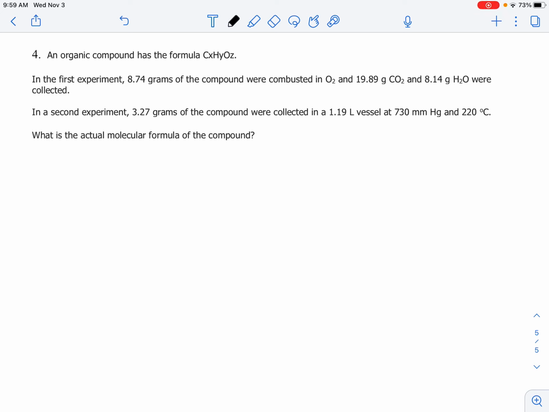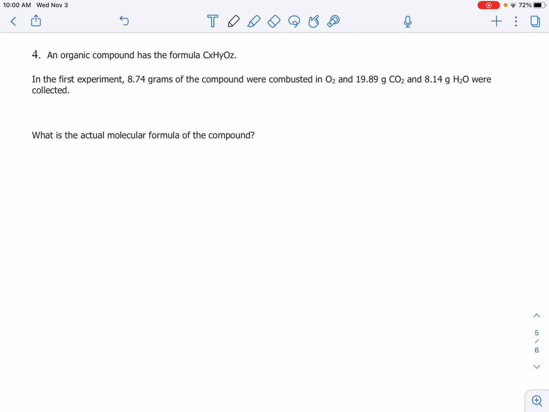Last problem here. Nothing actually new in this problem, just a slightly different way of performing the math and achieving the same answer. So you'll notice that we've got C, H, and O again, and this time they've split it up into two different experiments. I'm going to ignore the second experiment right now. I'm going to pretend that it doesn't exist for right now, and we're going to come back to it.